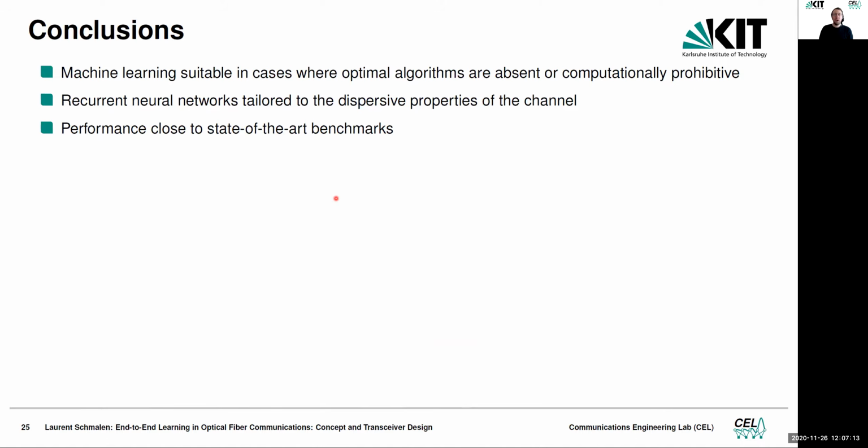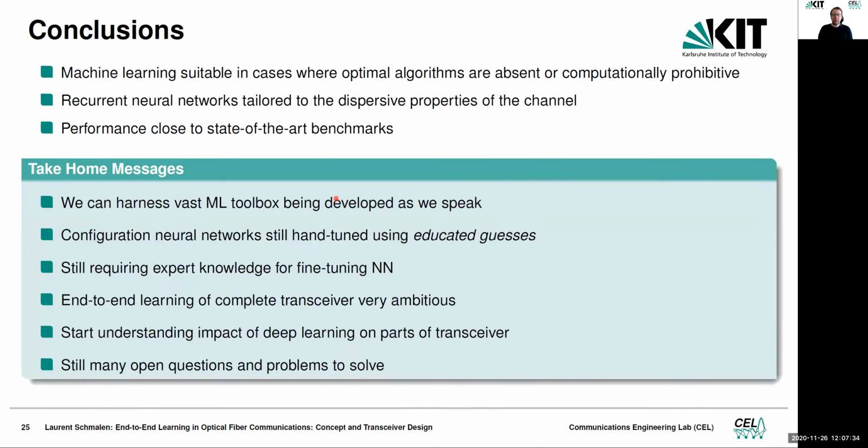So to summarize, we showed that machine learning can be very suitable in optical communication systems if we don't have optimal algorithms. In order to cope with the dispersive properties of the channel, we use recurrent neural networks, and we get performance that is close to state-of-the-art benchmarks or even outperforms them. As a take-home message, the very nice thing about machine learning is that we can harness this very vast machine learning toolbox, which is being developed by big companies like Google and Facebook as we speak.